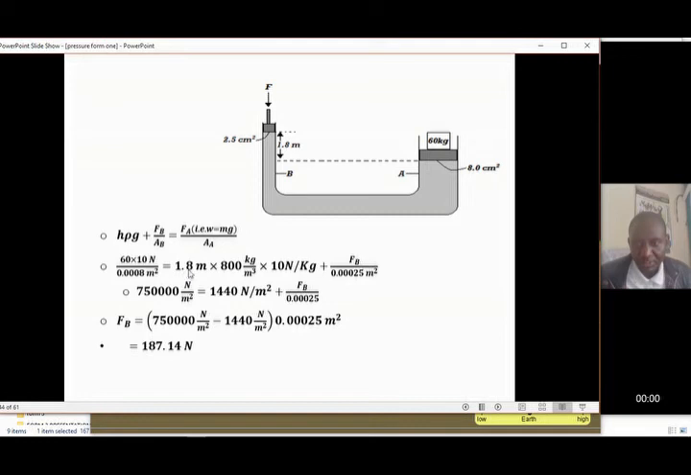So you get 1.8 times 800 times that gives us pressure due to the liquid. Then plus force B divided by 0.0025. When you go ahead with this, you end up with 127.14. Just follow it closely. You can pause the clip and follow this working closely with the notes I will be able to send to you.